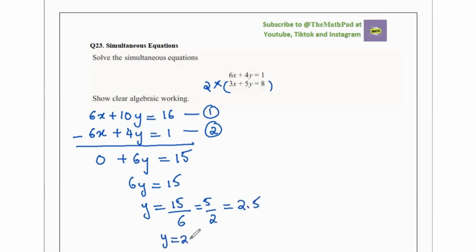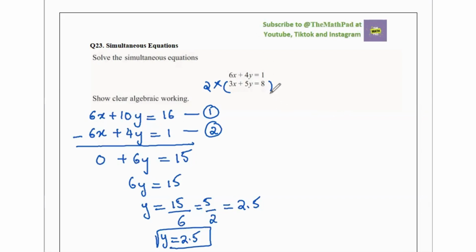Once we have the y value, we can use that to find the x value. We can substitute this into either of the equations to find the value of x. Do not make the mistake of using elimination method again to eliminate variable y to find x. That is correct, but it's extra work and it's going to waste time. You don't need to use elimination method again. You just substitute the value of y in either of the equations and find the x value.